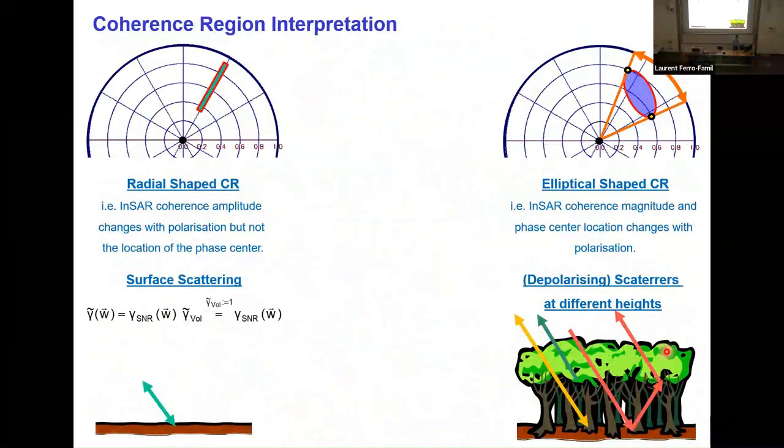And now, of course, as I was saying before, these are the two different shapes that you may have. For instance, if you have a SAR phase, the shape of the coherence region is basically radial. So you don't optimize in terms of phase, but you optimize in terms of coherence magnitude, against, for instance, the signal to noise ratio of your system, against your system effects.